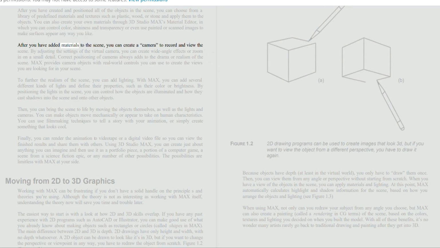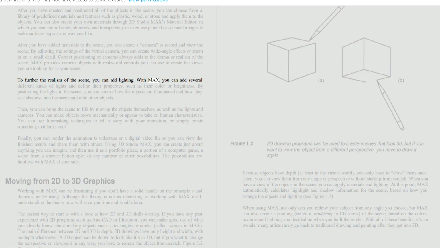After you have added materials to the scene, you can create a camera to record and view the scene. By adjusting the settings of the virtual camera, you can create wide-angle effects or zoom in on a small detail. Correct positioning of cameras always adds to the drama or realism of the scene. Max provides camera objects with real-world controls you can use to create the views you are looking for in your scene. To further the realism of the scene, you can add lighting.